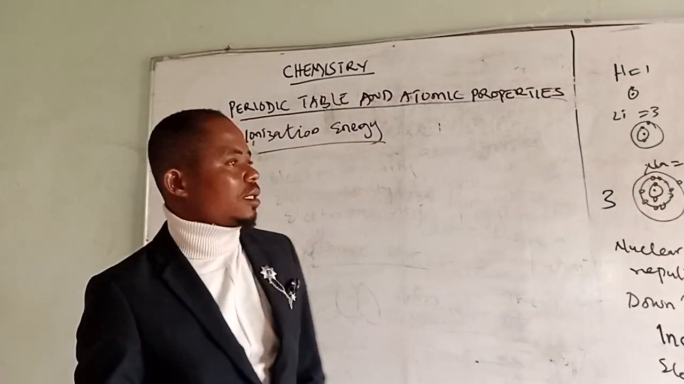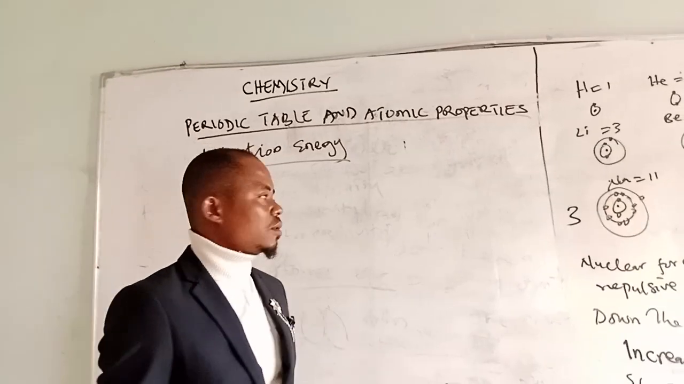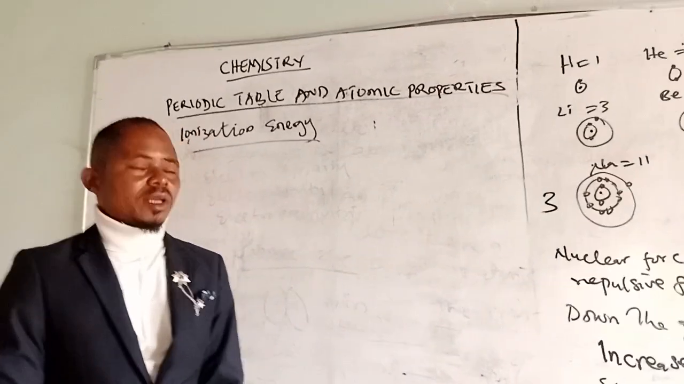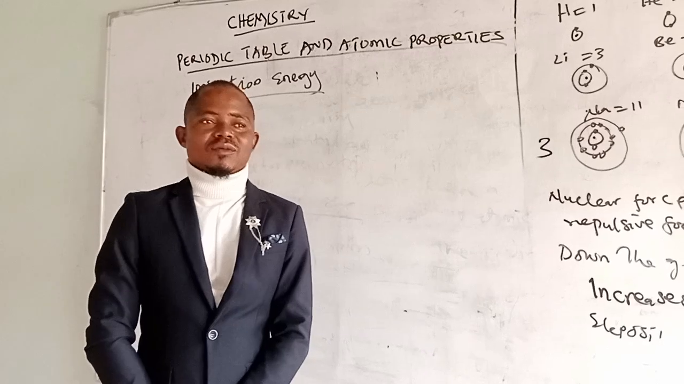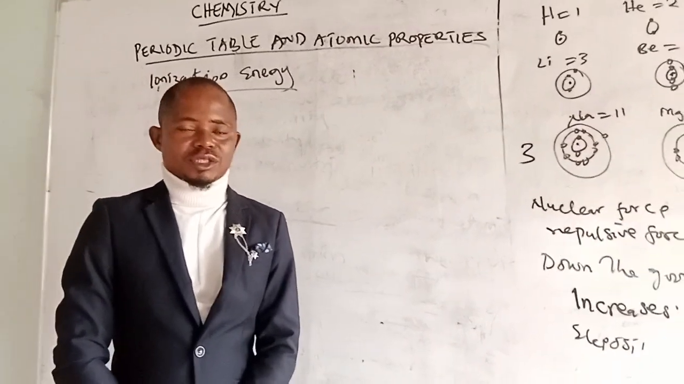Today we'll be looking at another atomic property and its variation in the periodic table: ionization energy. In our previous class we already looked at the variation of atomic size. We also looked at how elements are arranged in the periodic table using the electronic configuration.